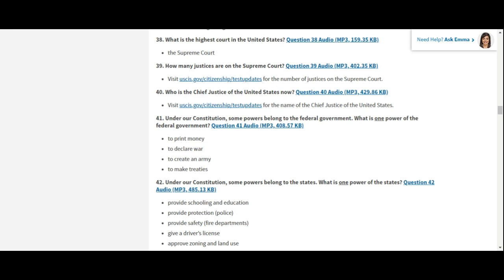Under our constitution, some powers belong to the federal government. What is one power of the federal government? To print money. Under our constitution, some powers belong to the states. What is one power of the states? Provide schooling and education.